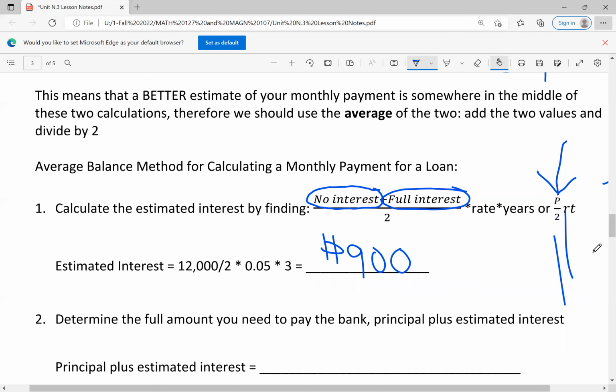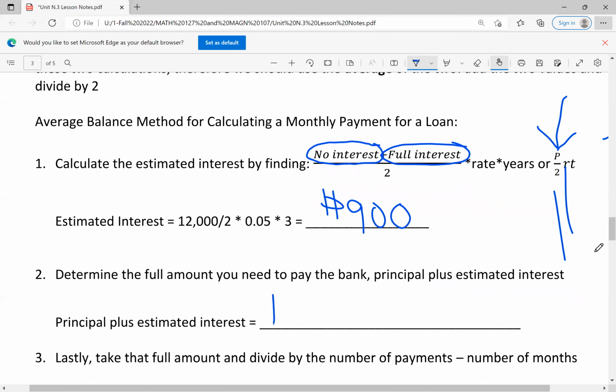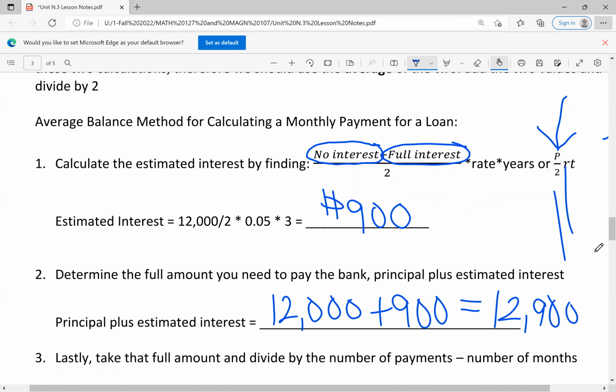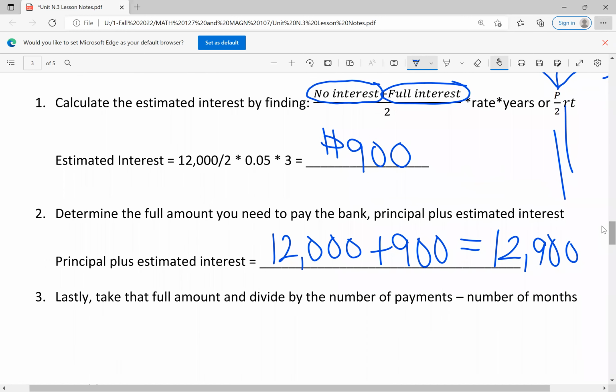So that means I'm going to be paying the bank back at the end of the 3 years the $12,000 plus the $900 in interest, which is $12,900. So that's all of the money I'm going to eventually have to give the bank. The amount I originally took from the bank, $12,000, and then the interest, which is again like a fee, it's a thank you to the bank, of about $900. And then lastly, we're going to take all of that and divide by 36, which is our number of months.